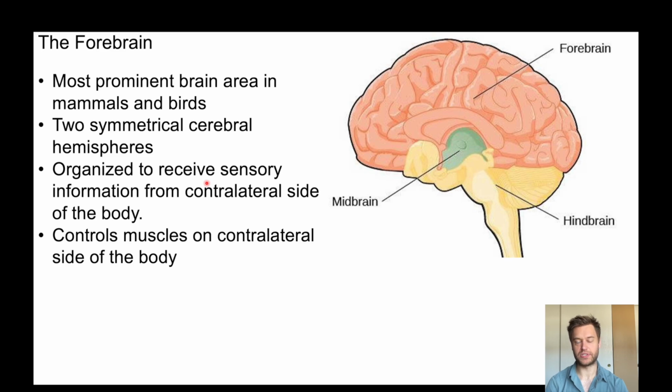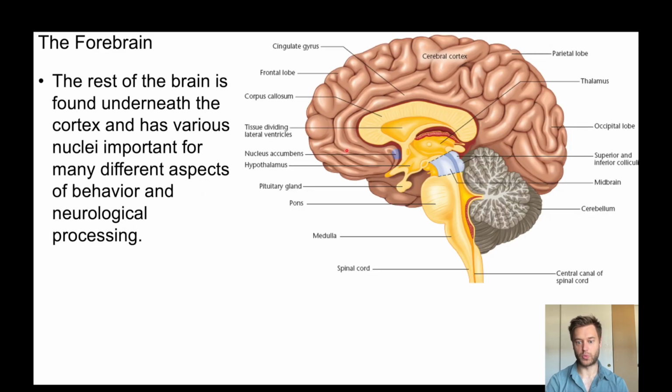And when we get into sensation and perception, we talk about vision and hearing, that will come up again. So we have the cerebral cortex here, which is this big portion of brain, which is honestly a lot of what people think of when they're thinking of the brain. They kind of think about the cerebral cortex. We're going to get into that a little bit more in depth when we talk about the different lobes. But the rest of the brain, essentially all of the nucleus accumbens, the hypothalamus, the thalamus, the amygdala, all those things are found underneath the cortex.